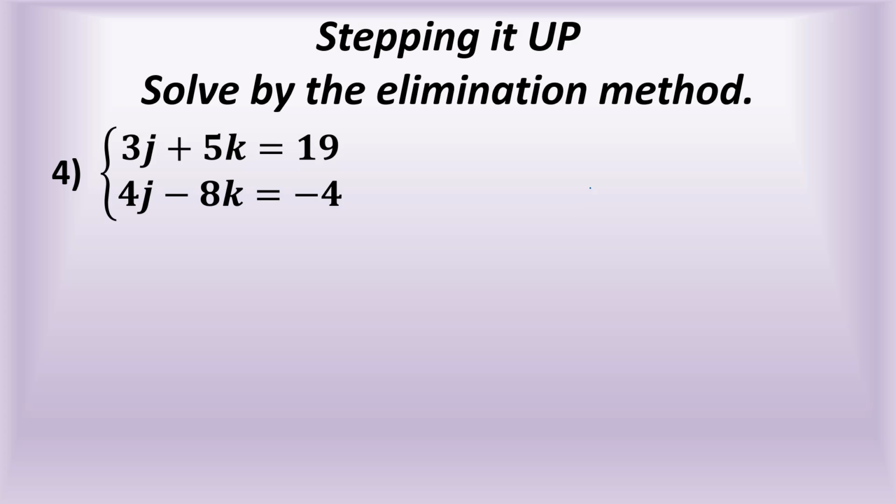All right, welcome back. So we have 3j plus 5k equals 19. We have 4j minus 8k equals negative 4. So we're going to go ahead and create our opposites. We will multiply by 4. 4 and 3 is 12j plus 20k equals 76.